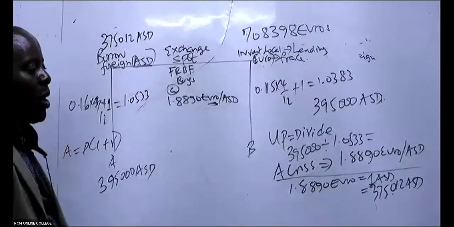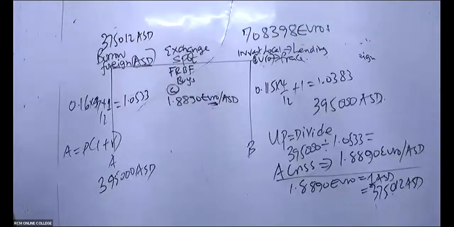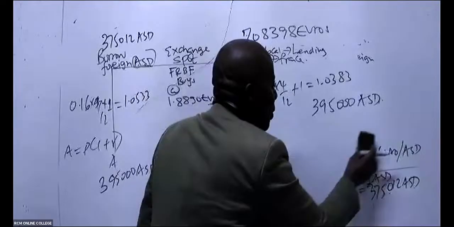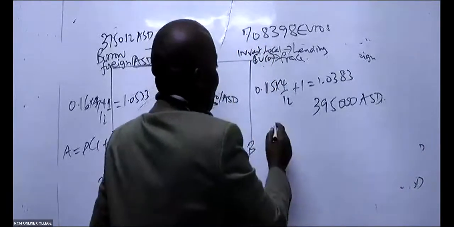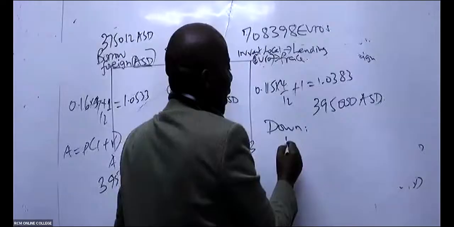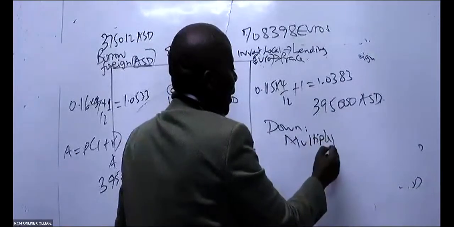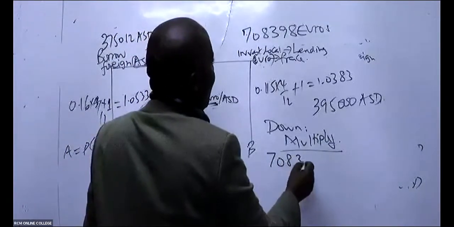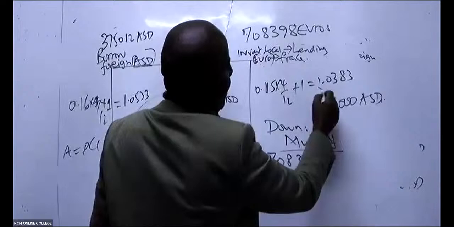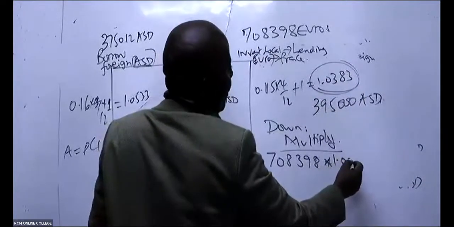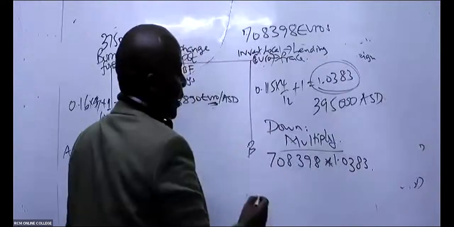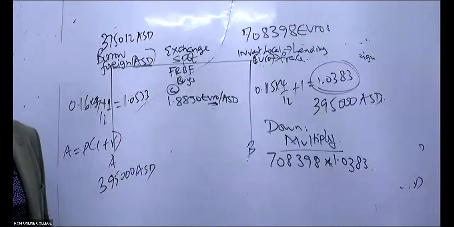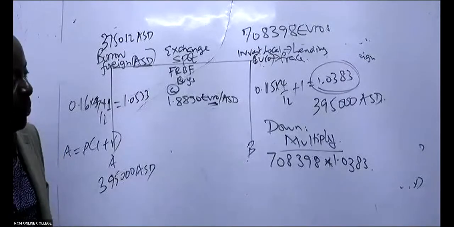And then now we go down. So down, what shall we be doing downwards? Down, we multiply. So we have here 708,398 times this multiplier, which is 1.0383, 4 decimal places. Is there somebody who is able to give me this figure? 708,398 times 1.0383.